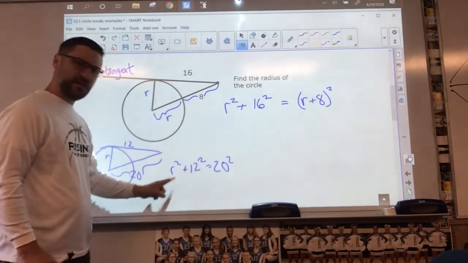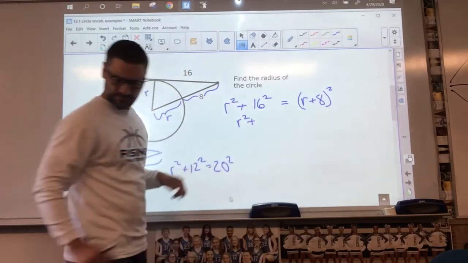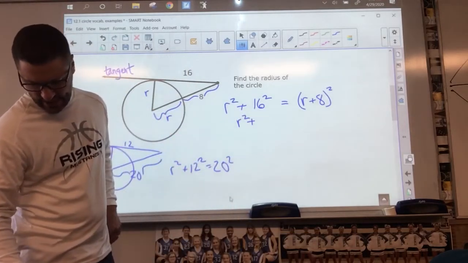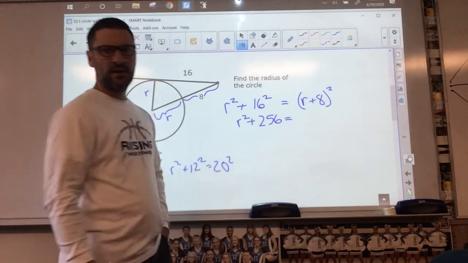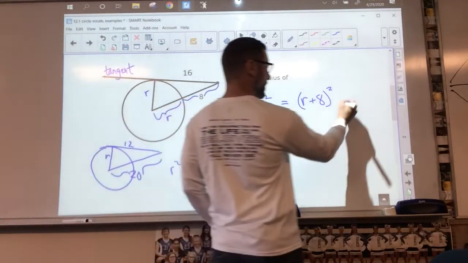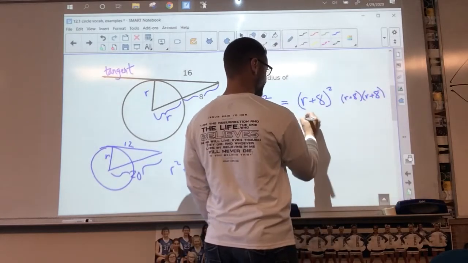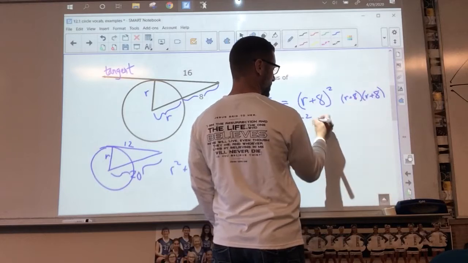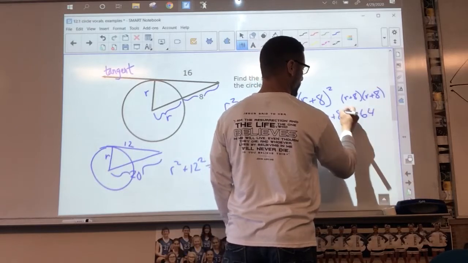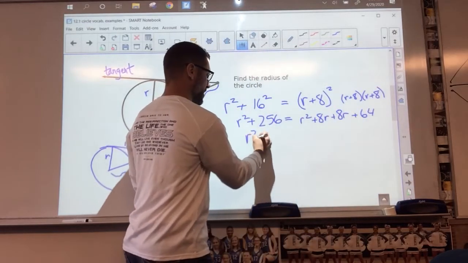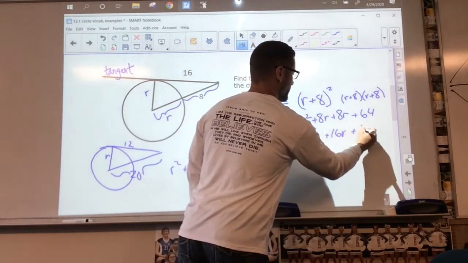I'm going to do this one. This one's pretty easy. You can do that. I'm going to do this one. Okay? It becomes r squared plus 16 squared, which is 256, equals, well, r plus 8, you have to FOIL. R plus 8 squared is r plus 8 times r plus 8, or r squared, 8r and another 8r, and 64. I FOIL it out. R squared plus 256 equals r squared plus 16r plus 64.